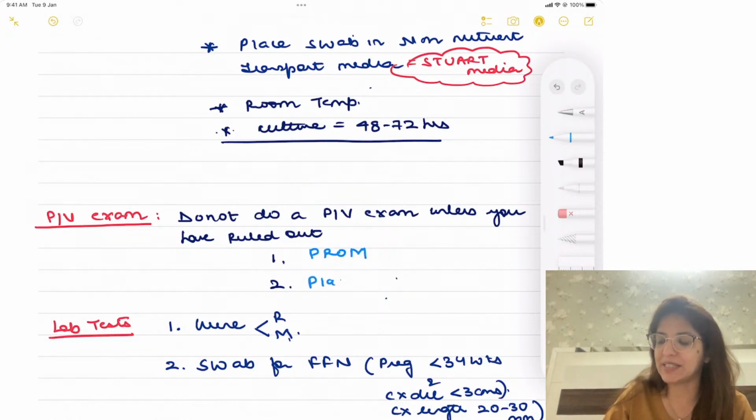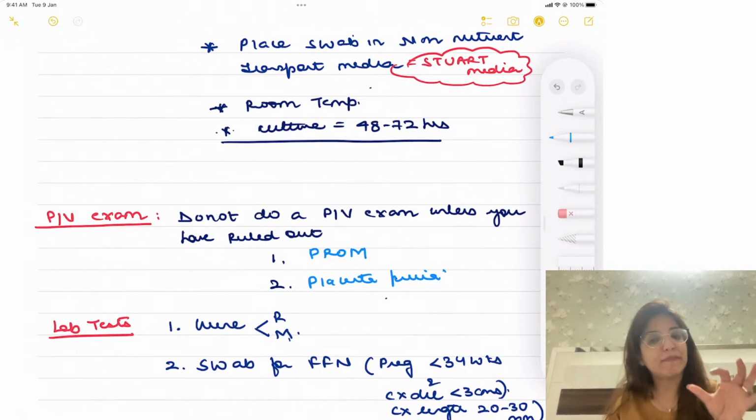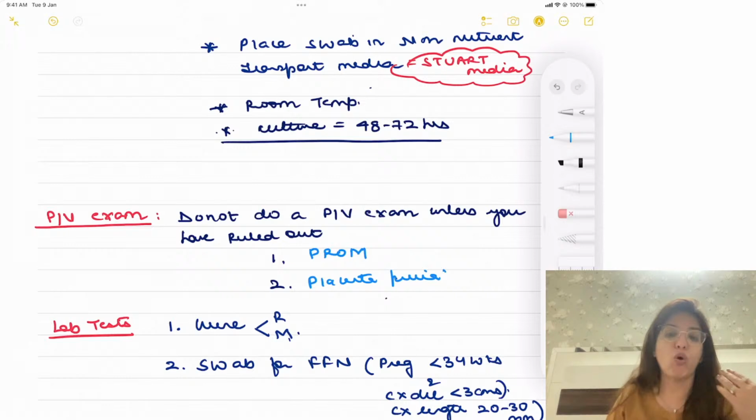And number two, you have to rule out placenta previa. See, bleeding in pregnancy can precipitate preterm labor, right? So placenta previa and abruptio both are risk factors for preterm labor. So if a patient is coming to you with preterm labor and she is also having some bleeding, before you do a per vaginal examination, please rule out placenta previa and please rule out premature rupture of membranes.